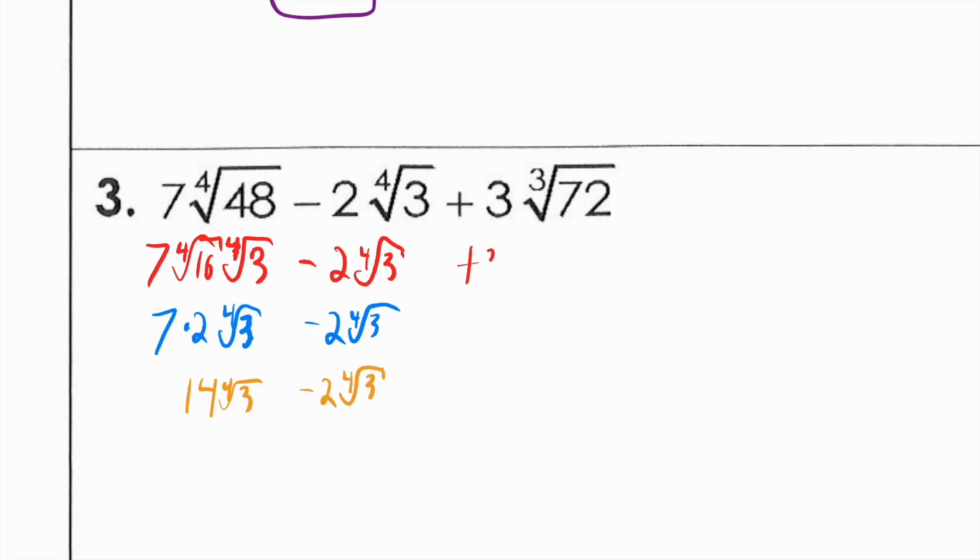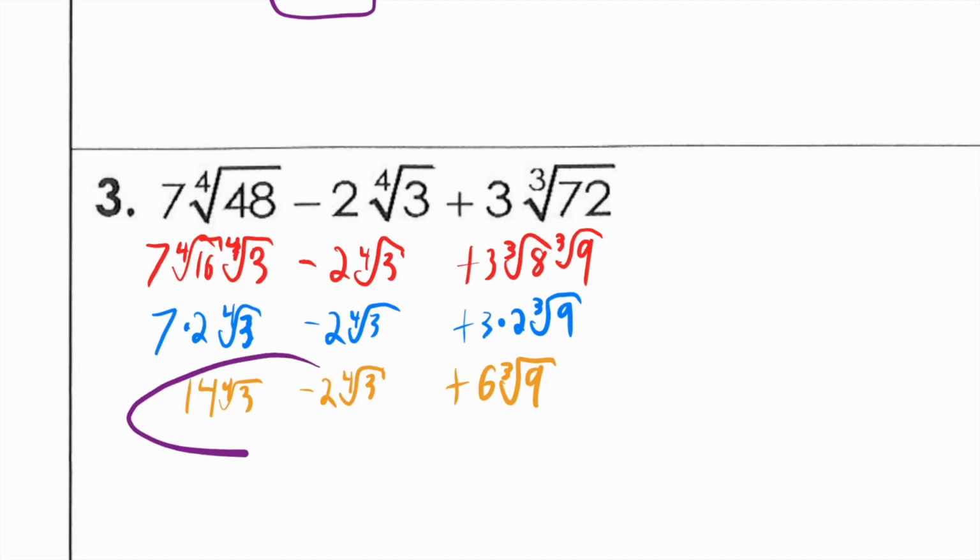The last one we can simplify into the cube root of 8 and the cube root of 9. Notice this is cube root, so it won't be able to combine regardless. 3 times 2 times the cube root of 9, because the cube root of 8 is 2. And this is then 6 times the cube root of 9.